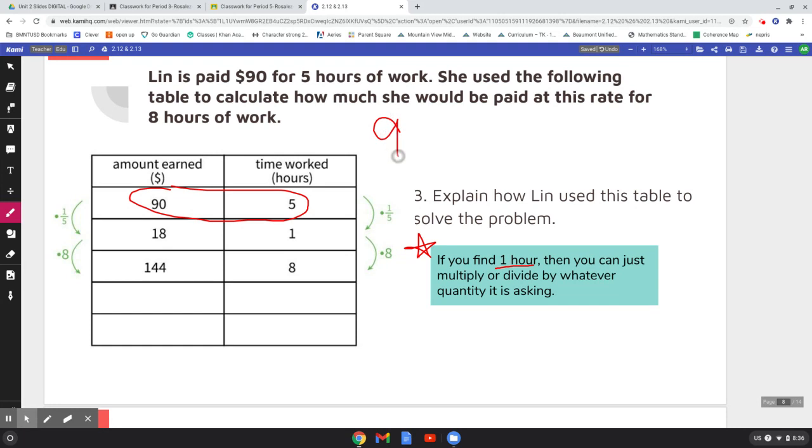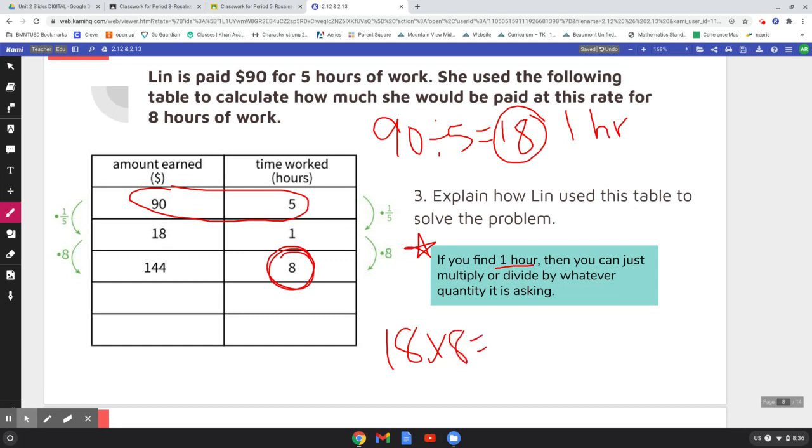I remember I did this earlier. 90 divided by 5, that was 18. So that's for 1 hour. So now if it's asking, well, how much money did she earn in 8 hours? All you would do is 18 times 8. So see what happens when I find for 1 hour, it's helpful when using the table.